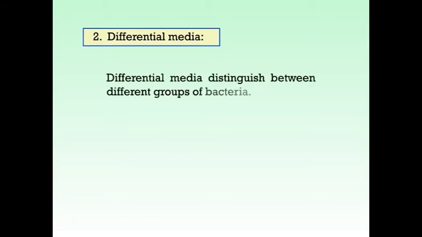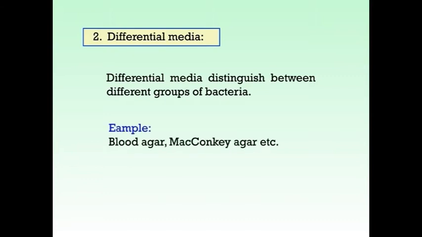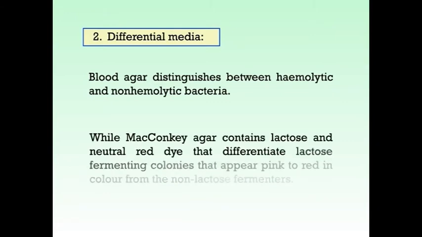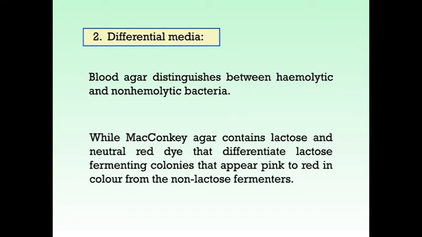Then the differential media. This differential media distinguishes between the different groups of bacteria. For example, blood agar, MacConkey agar, etc. Blood agar distinguishes between hemolytic and non-hemolytic bacteria, while MacConkey agar contains lactose and neutral red dye that differentiate the lactose fermenting colonies, which appear pink to red in color, from the non-lactose fermenters.